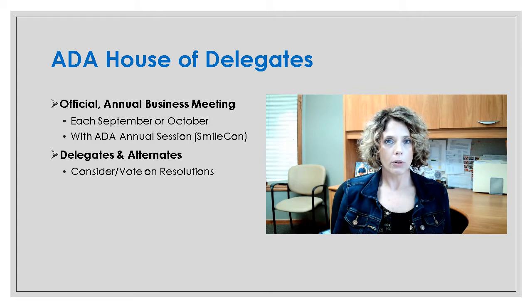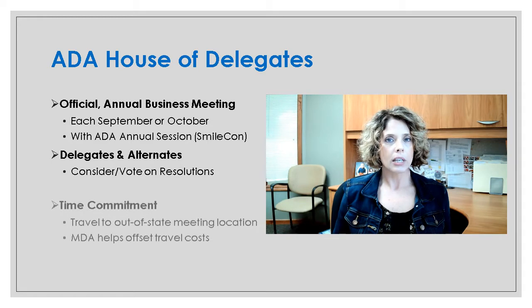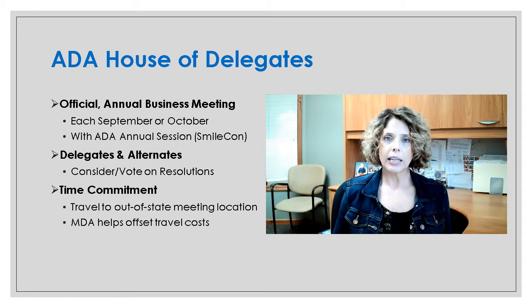The smaller component societies use a rotation schedule, so that means you won't have representation at every ADA House of Delegates. The date and location of the ADA House changes each year, but it's usually in September or October. It's at the same location as the ADA Annual Session or SmileCon, so that you're able to get some good CE while you're there and also visit the exhibit hall.